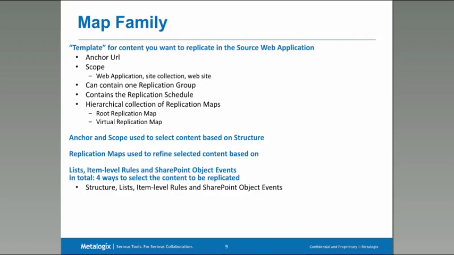All right. The replication map, we can also use to refine the selected content that we want to actually replicate. You can do that by list, item level rules, and SharePoint object events. So there's about 4 different ways to select content to be replicated: structure, list, item level, and SharePoint object events. And we'll go through those today.